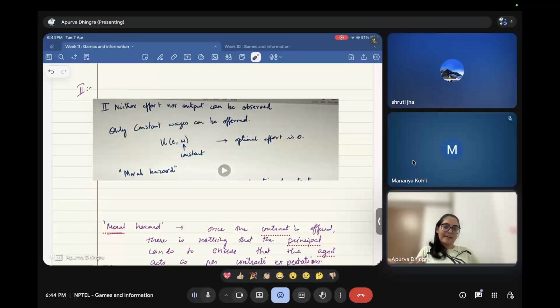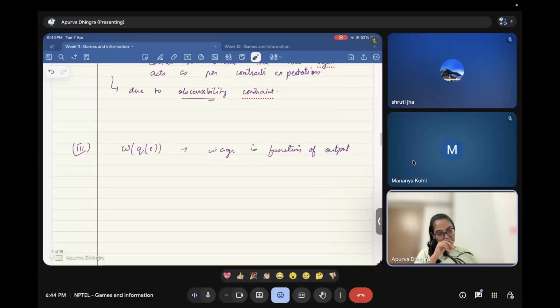In that sense, sir had said that the principal would also end up reducing the wage in response to what the agent is doing, because this is a cyclic situation. They're both deciding their action based on what they know and anticipate what the other would do. So their action depends on their strategy, like a best response to the other's. Makes sense.